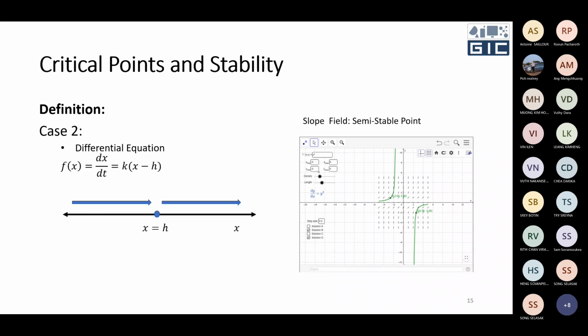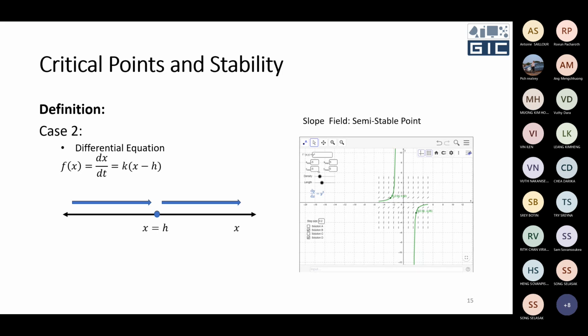It means that one graph tries to leave the stable value, and the other graph shows that our slope field tries to reach our stable value. So in this case, we call it semi-stable. What does semi-stable mean? It means that one part is unstable and the other part is stable.